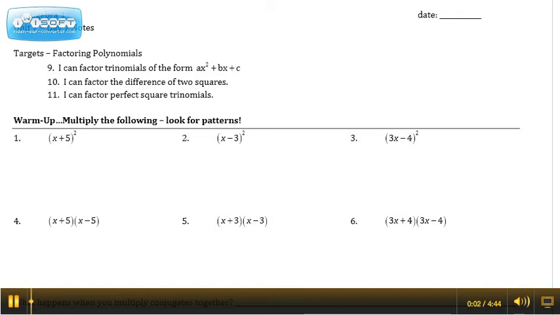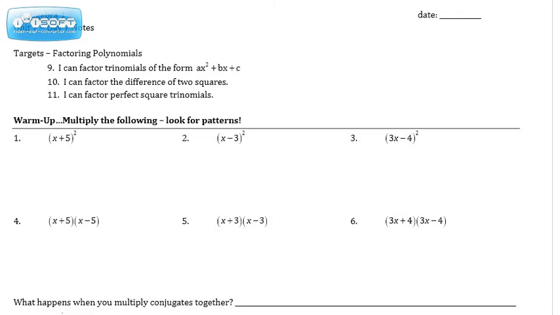So today what you guys are going to do is you're going to learn about factoring special types of polynomials. So your first target is I can factor trinomials of the form ax squared plus bx plus c. And this is a review. We've done this before. Okay?